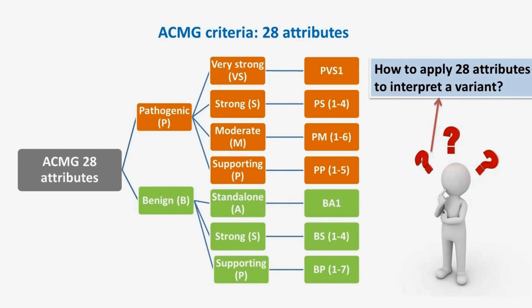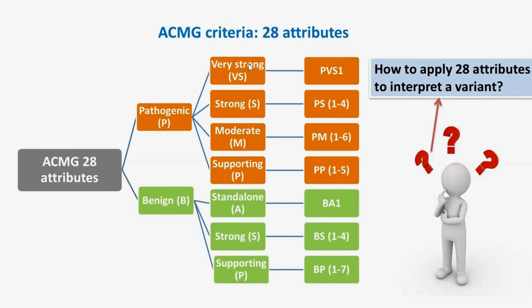So these guidelines define 28 standard criteria that address various types and levels of evidence to interpret the variant. These standard guidelines are represented by 28 attributes which classify the genetic variant in Mendelian disorders. These 28 attributes were divided into two categories, pathogenic and benign. Pathogenic attributes were further divided into 4 categories based on the evidence.